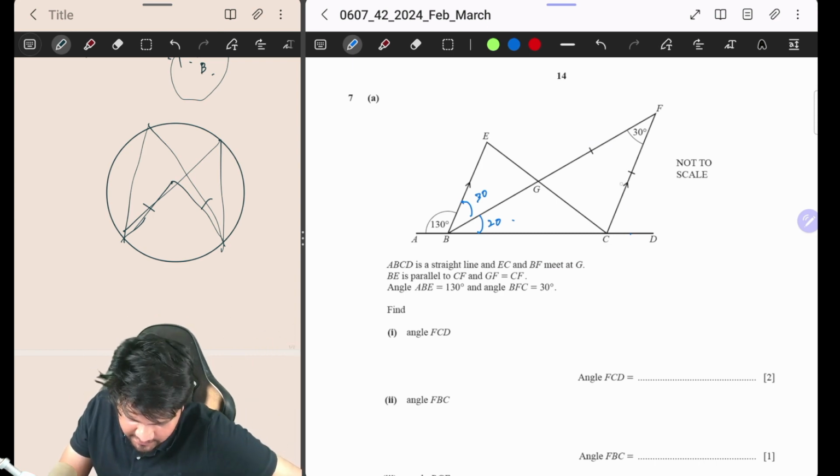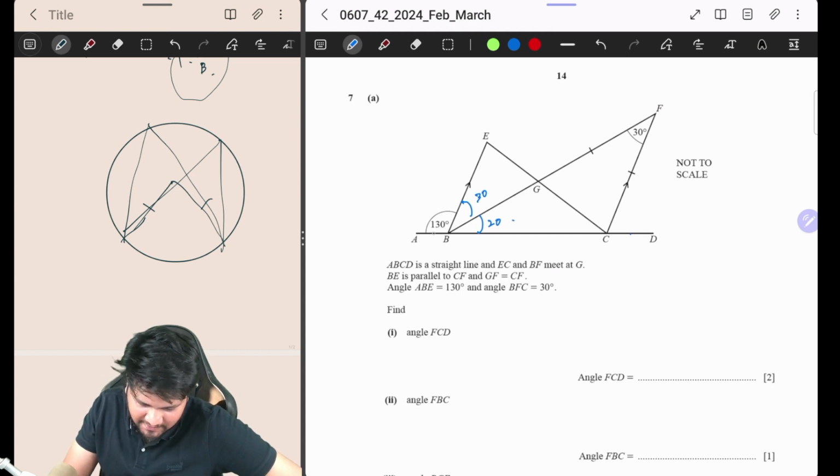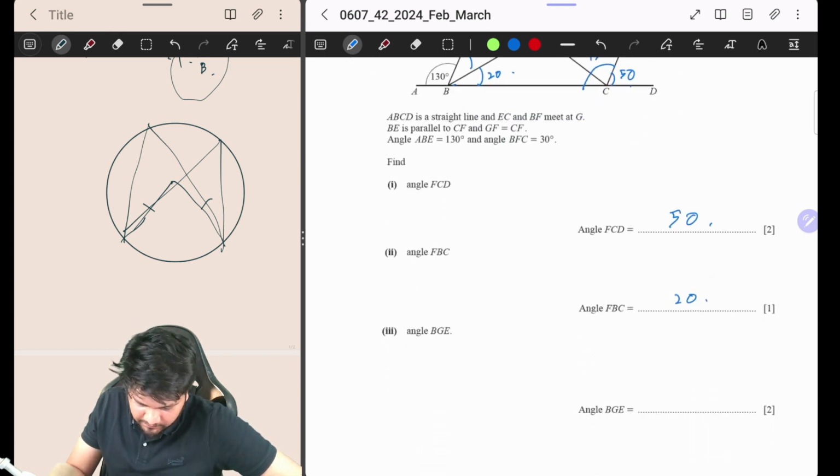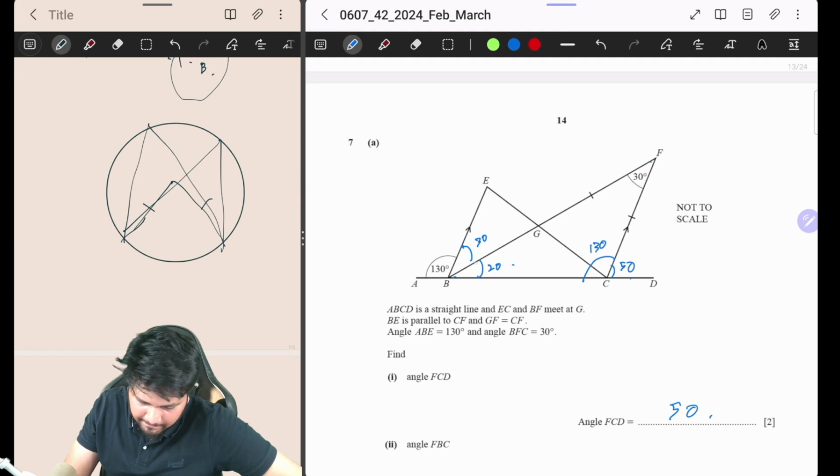Anyway, they're asking for FCD. So this is 130 degrees, so this has to be 130 degrees. So this would be how much? This would be 50 degrees. Easy. Angle FBC, we already found it was 20 degrees. Right? Now angle BGE, this is what they are looking for.